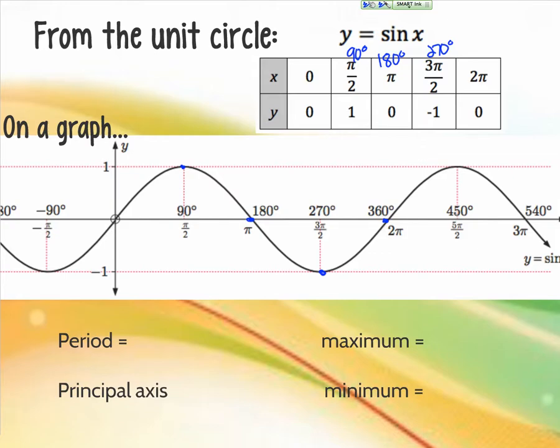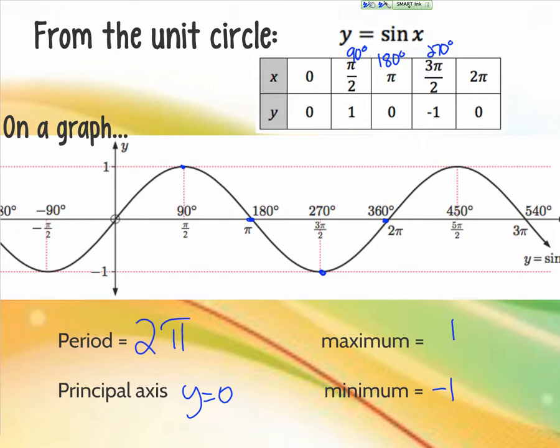So the period, the time it takes for our function to make one complete cycle, is 2 pi. So that's 2 pi for our period for our basic sine function, just y equals sine x. The maximum is 1 and the minimum is -1. I'm hoping you guys can see that from our graph as well as from our charts. And the principal axis, that line right down the middle that we talked about, is at 0. So this is true for that basic sine function.